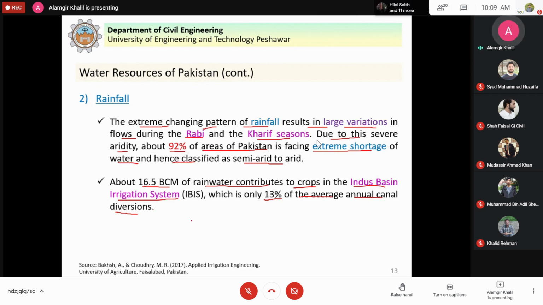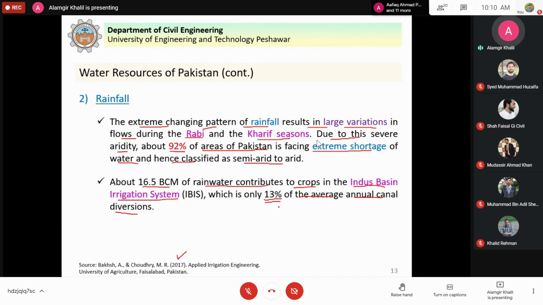So these figures are from this book, Applied Irrigation Engineering, published from University of Agriculture, Faisalabad, 2017. You will find these figures are given. So you can see here the large variations in the rainfall in Pakistan, and also even if we have rainfall, its contribution is very less. So this is the reason why we have irrigation. Irrigation is artificial application of water to crops.